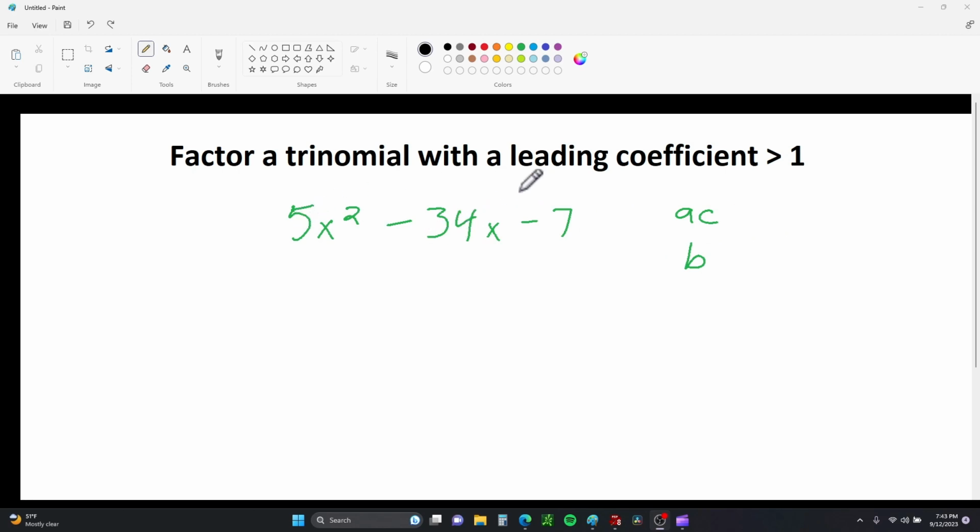So first I'm going to do 5 times minus 7. So A times C is minus 35. And B is simply the minus 34 from there.